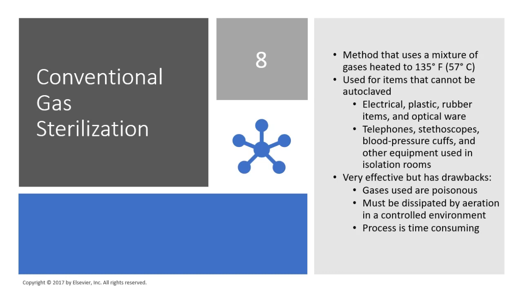So there's conventional gas sterilization, a method that uses a mixture of gases heated to 135 degrees Fahrenheit, used for items that cannot be autoclaved, such as electrical, plastic, rubber items, optical ware, telephones, stethoscopes, blood pressure cuffs, and other items used in isolation rooms. Very effective, but has drawbacks. The gas used is poisonous. It must be dissipated by aeration in a controlled environment, and this process is very time consuming.